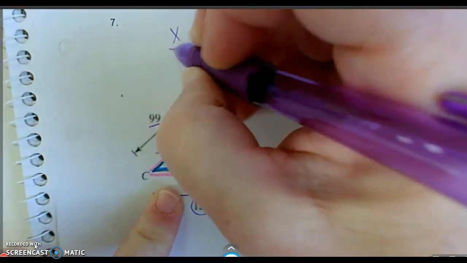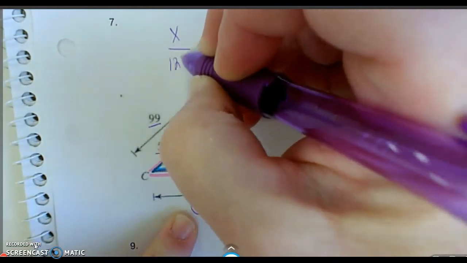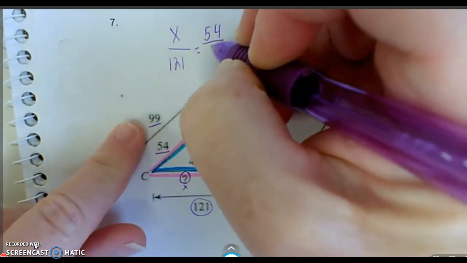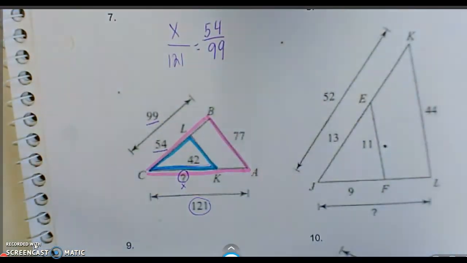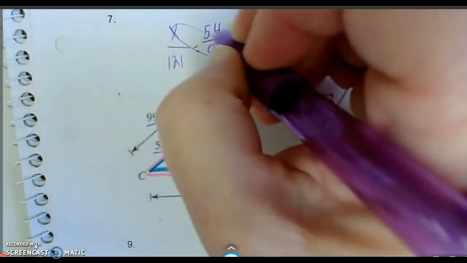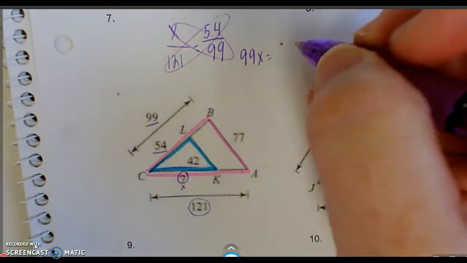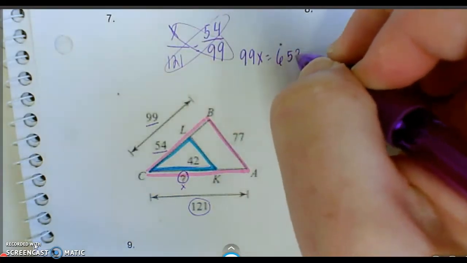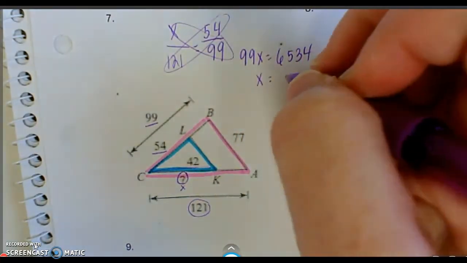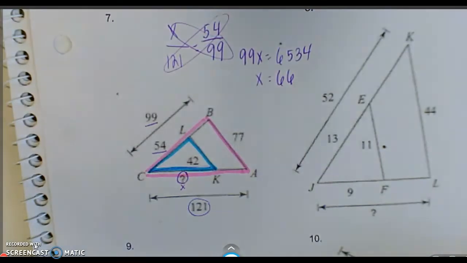So we're going to do x over 121 and then 54 over 99. Okay, we'll cross multiply just like we have been. X times 99 is just 99x. 121 times 54 is 6534. We want to divide by 99, and we get 66.